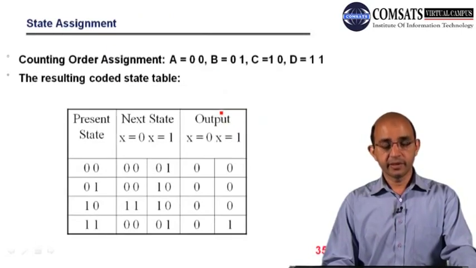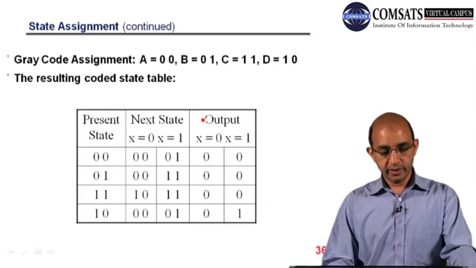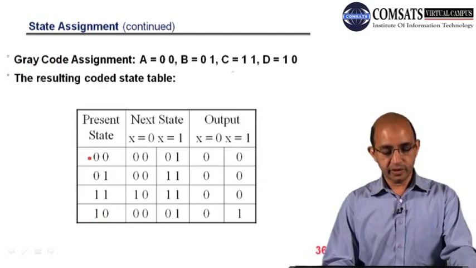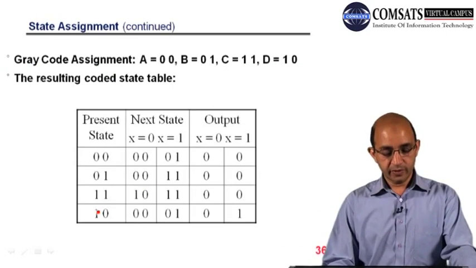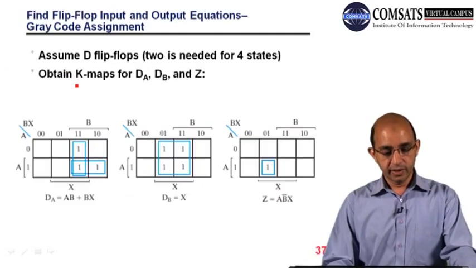And then next, we will be having the state assignment. So these are the present states, this is the next state, and this is the output: 0 0 0 1 1 0 1 1. Again here we have another state assignment. Now we have used gray code assignment 0 0, 0 1, 1 1 and 1 0. So you can see the difference. If I go back, here we have 0 1 1 0, over here we have 1 1, and then after that we have 1 0 because of gray code assignment.